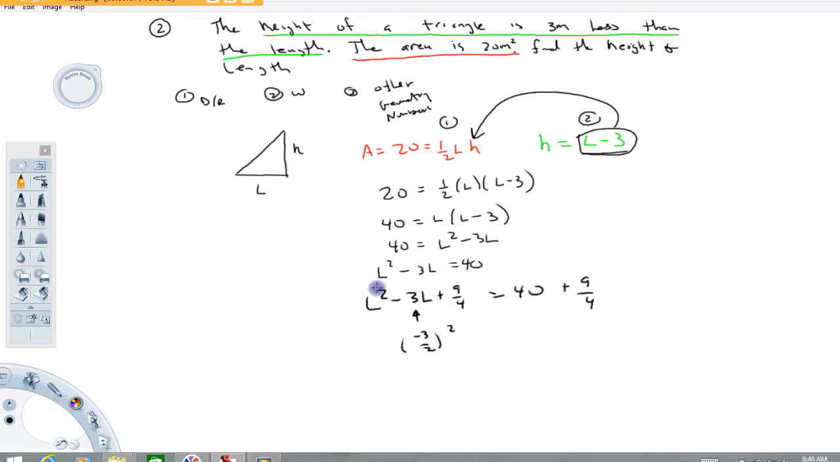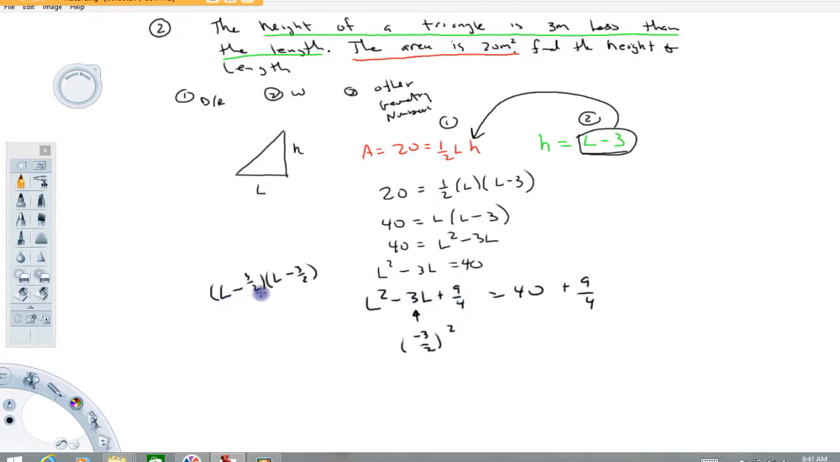And then the idea behind completing the square is, how can I turn this into a perfect square? Remember, you're trying to make it look like L minus something times L minus something. That's what the perfect square would be, and the outer and inner products have to give you the 3. So these have to be 3 halves, minus 3 halves and plus 3 halves. And then the idea is, what do we have to add here? That last term would be 9/4. That's why I added the 9/4.